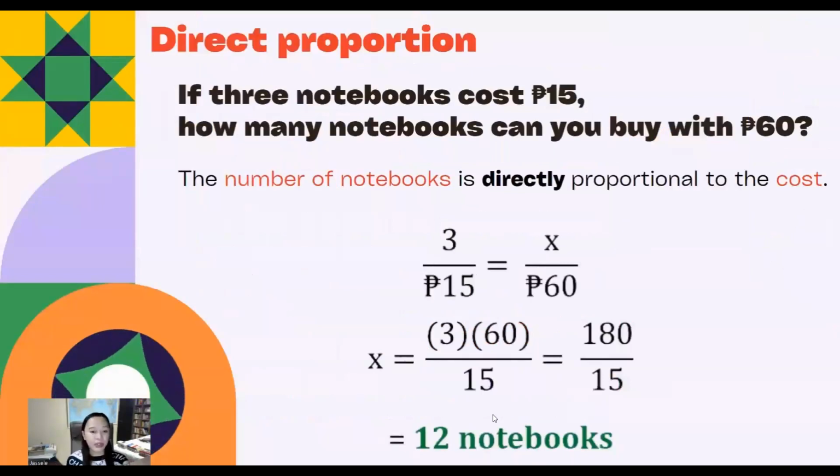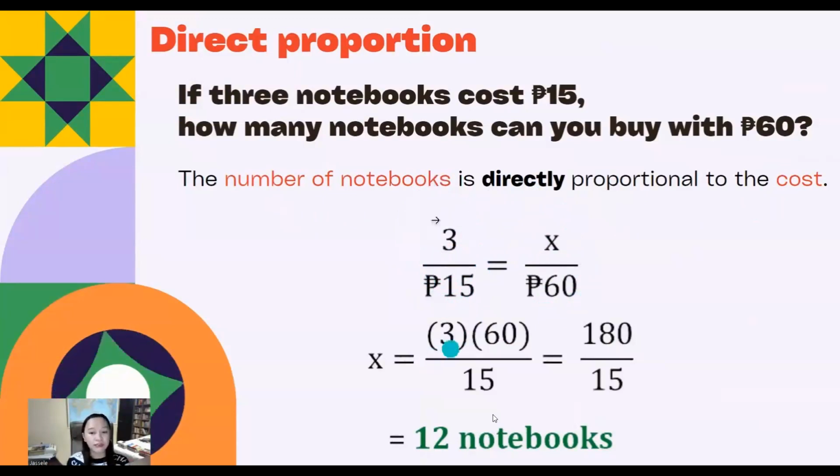Okay, for direct proportion, if 3 notebooks cost 15 pesos, how many notebooks can you buy with 60 pesos? So it is a direct proportion because the number of notebooks is proportional to the cost. So here you go, 3 over 15 pesos, because you can buy 3 notebooks for the cost of 15 pesos, equals x over 60 pesos.